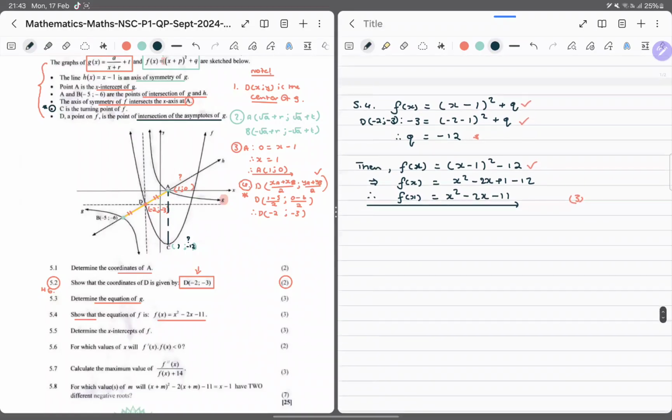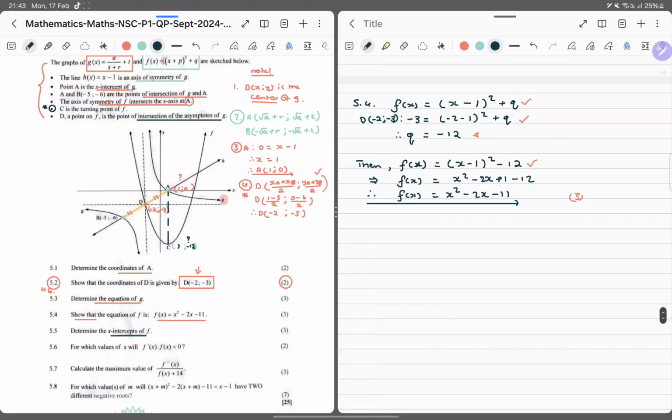Now let's go on. Determine the x-intercepts of f, not a problem. So we know that x-intercepts are such that f of x is equal to 0, which implies that x squared minus 2x minus 11 is equal to 0. Let's just try to avoid the drifting effect here to make it nice and clean. Now we know we cannot factorize this. We will need the quadratic formula.